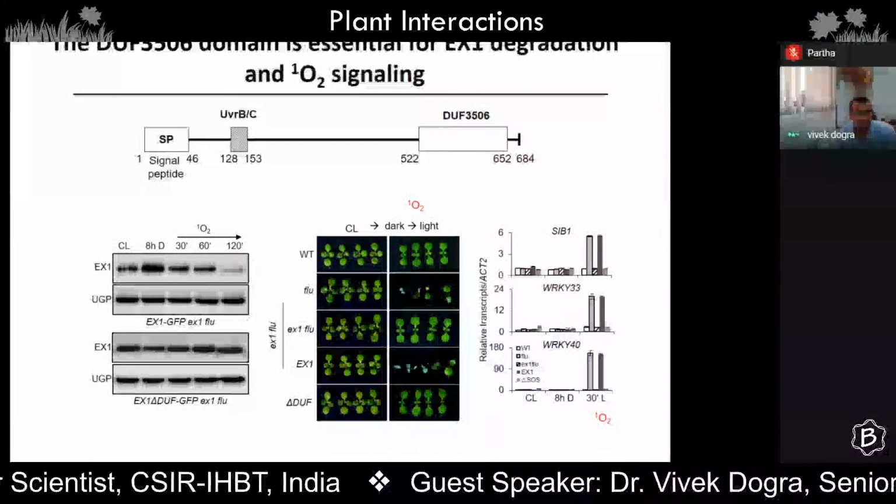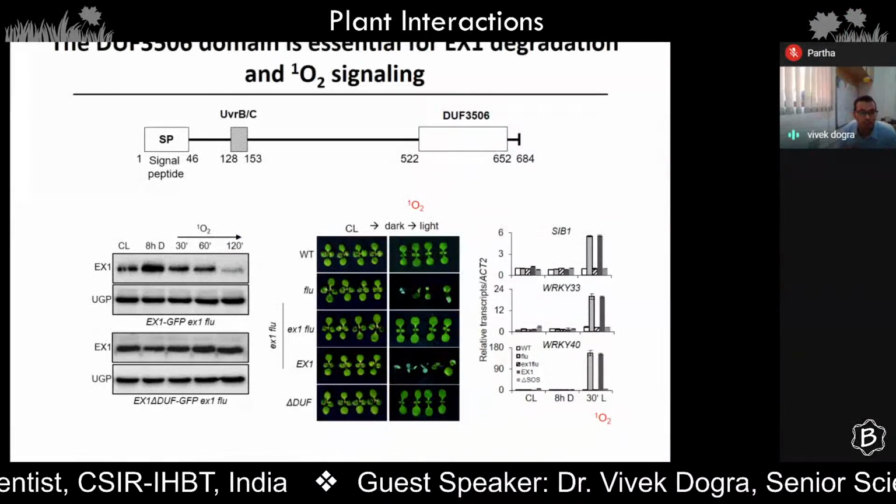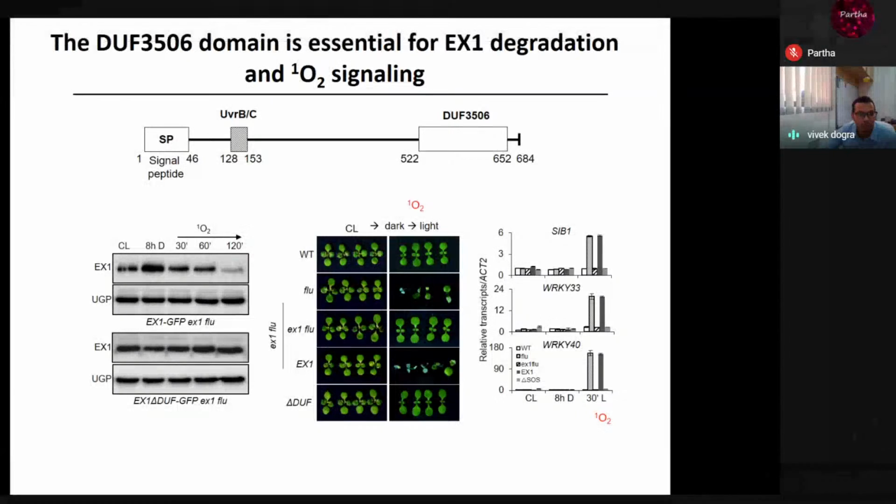So we now went back to the protein structure, and as I told you, the protein has 2 domains, UPRBC and DUF3506. In the literature, UPRBC is known to have a function in protein interactions, whereas the domain of unknown function 3506 had no known function at all. Until now, there was no function reported for this. We also did some phylogenetic analysis and other analysis, which are not shown here. This domain is found exclusively in this protein, not in any of the other proteins in the plant cell. This was something very interesting.